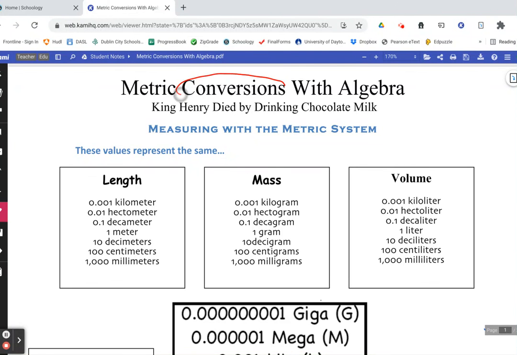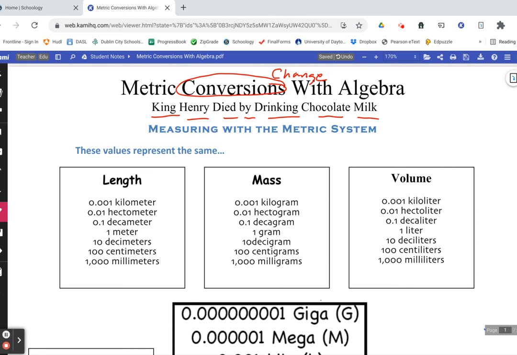First of all, everybody sees this word conversions and loses their mind. Conversions is just a fancy word for change. That's all we're doing, we're making some change. We're moving something from one place to another. In middle school, you may have heard the phrase King Henry died by drinking chocolate milk. I don't know if you've ever heard that before, but a lot of people tend to have heard it. So I use that a little bit.